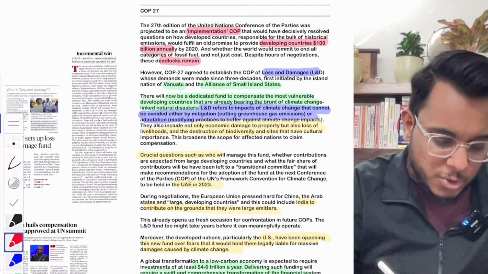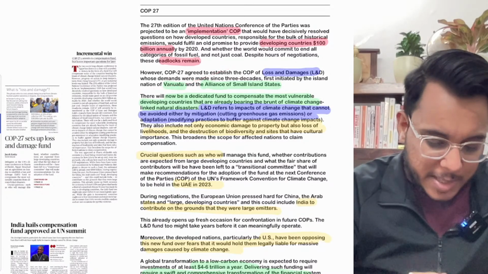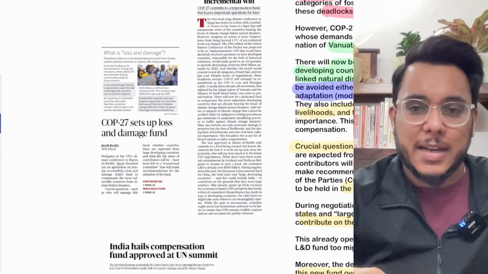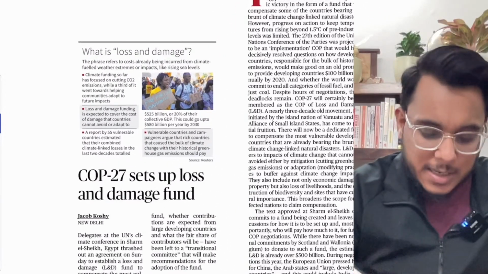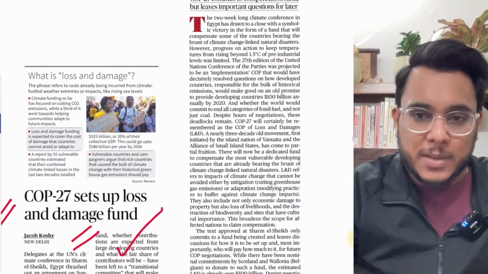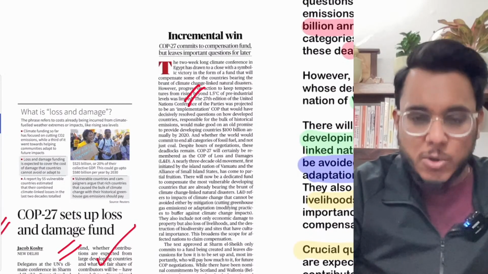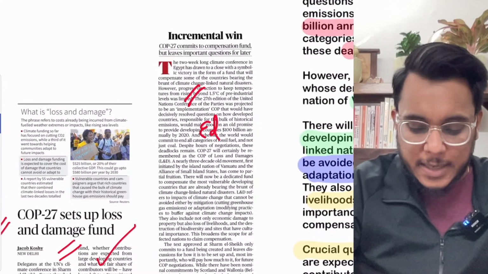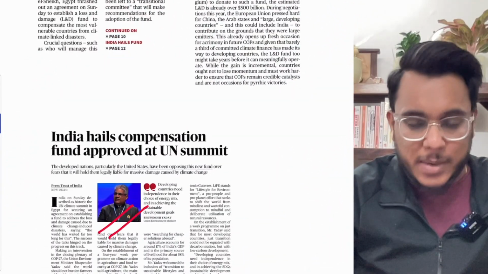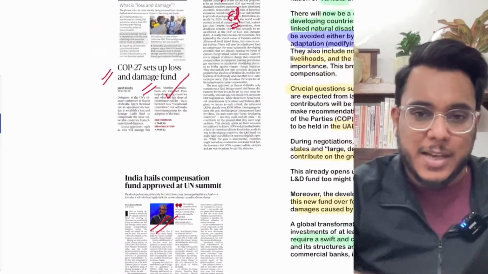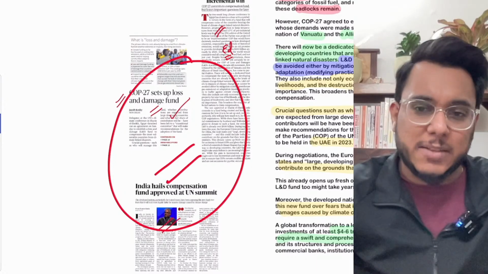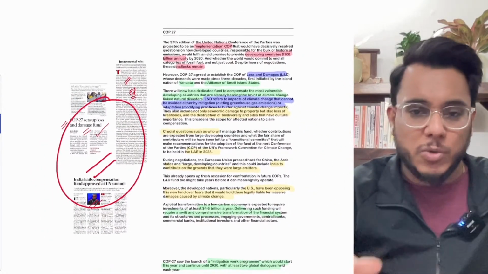Now guys, here I have clubbed 3 articles because all these 3 articles are on the same topic. The first article, COP27 sets up loss and damage fund, is from page number 1. Then the incremental win is also about COP27, from the editorial section. And then we have India Health Compensation Fund approved at the UN Summit, which is also about COP27. So we have clubbed all these 3 articles and covered this entire issue in a comprehensive manner.